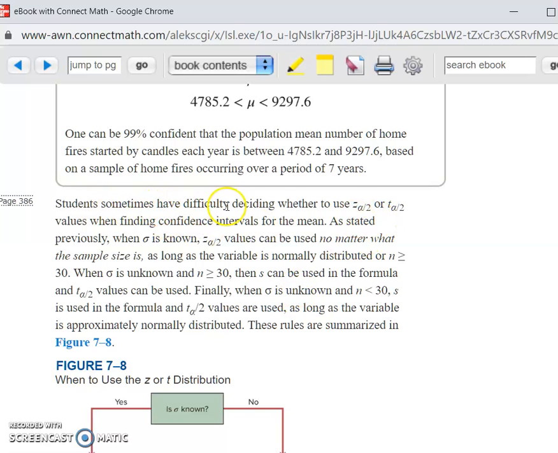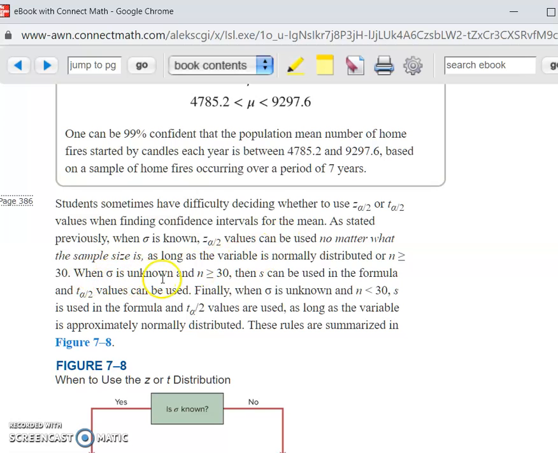So he says students sometimes have difficulty deciding which one to use, the Z or the T. If you know sigma, you use the Z, and it doesn't matter what the sample size is, as long as the variable is normally distributed. Well, suppose it's not normally distributed. Then if you have n greater than or equal to 30, you can still use it. So if you know sigma, you use the Z, okay?